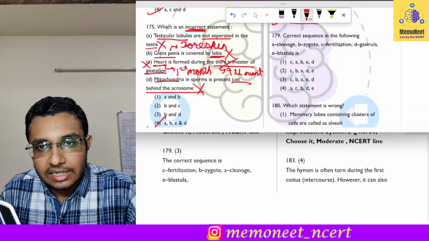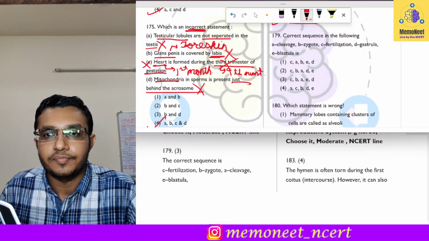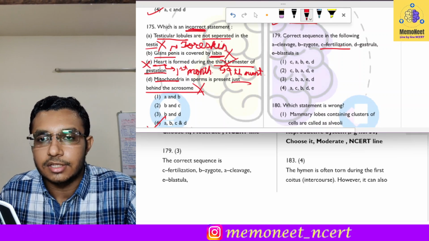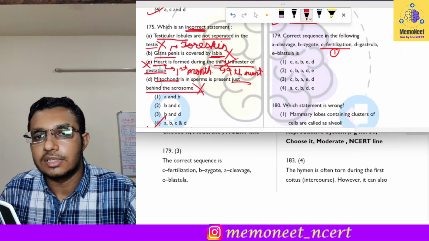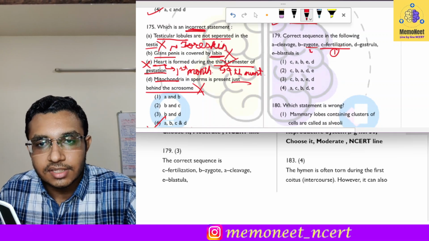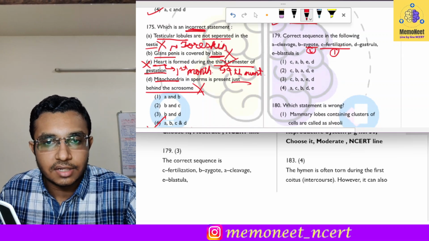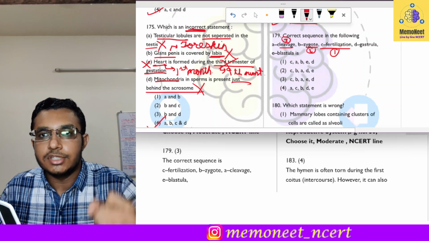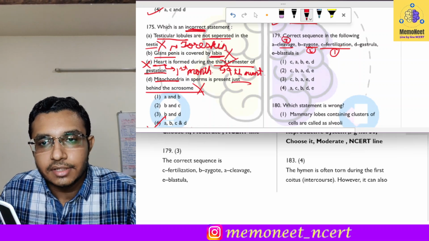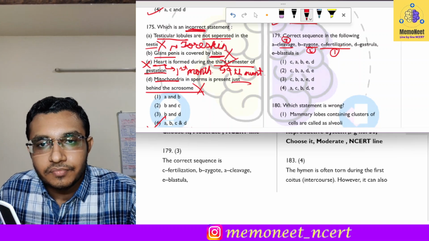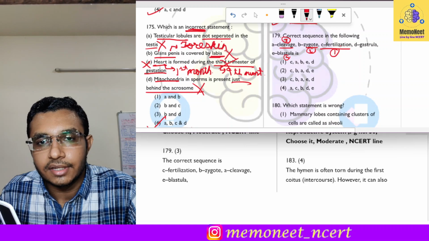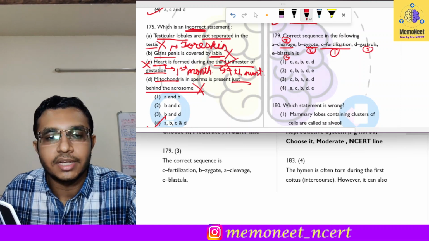The correct sequence in the following is, okay, so first of all what happens is fertilization takes place. Okay, so fertilization is the first step. After fertilization the zygote is formed, so that is the second step. Then cleavage starts. So what is cleavage? It is the division of the cells. So cleavage starts, and then blastula is formed. Okay, so that is the fourth step, and then at last the gastrula is formed, that is the fifth step.